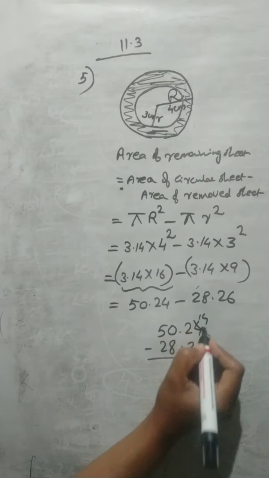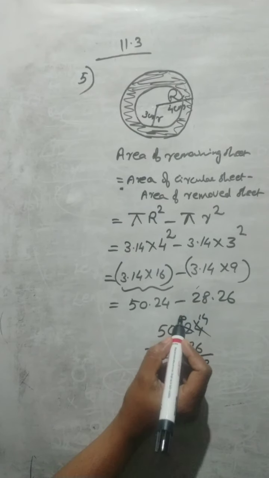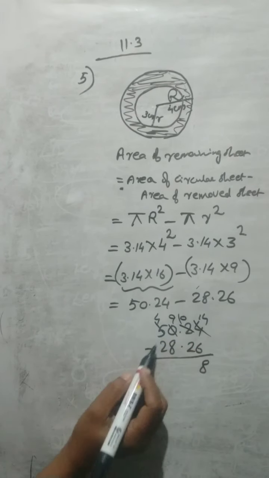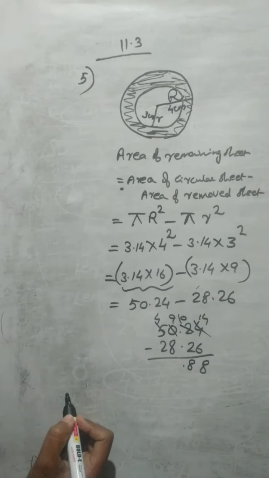So here 4 minus 6 is not possible, so borrow. 14 minus 6, 8. 0 minus 8, not possible. So this will be 9. This will be 10. This will be 4. 10 minus 2 is equal to 8. Keep it there.